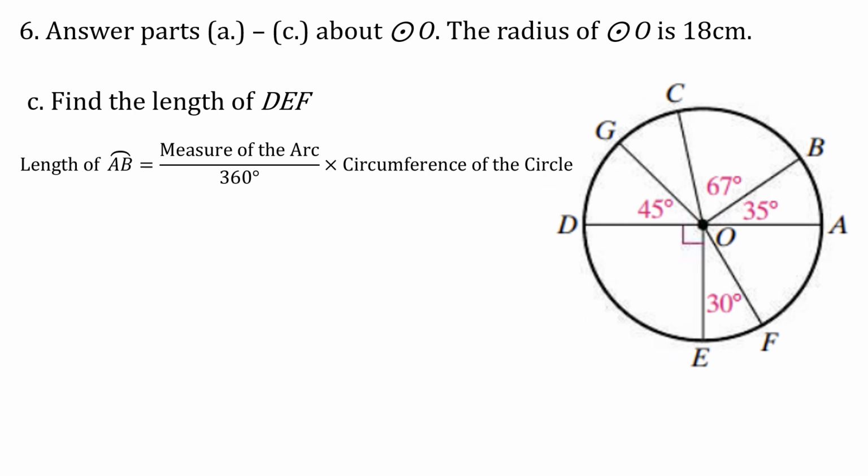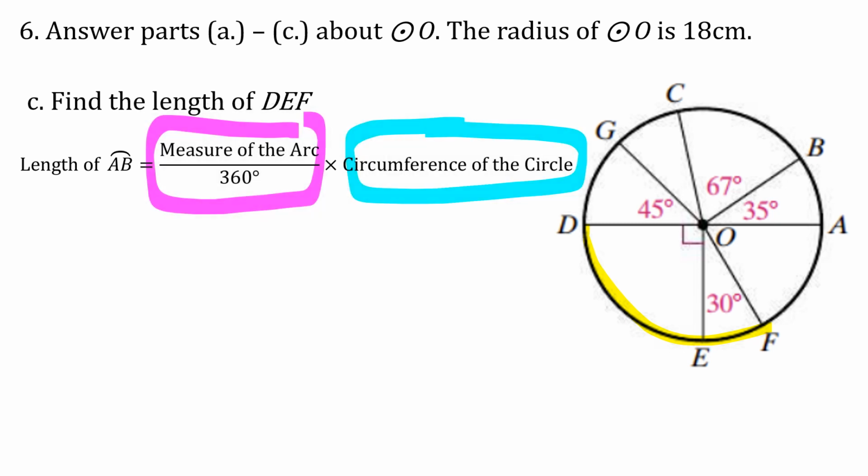All right, so easy peasy. Now here we have the arc length problem. Find the length of... when you see that word length, I want you to think arc length. We said that the formula for the arc length is the measure of the arc divided by 360 multiplied by the circumference of the circle, which is 2 pi r. So DEF, let's draw that, highlight that. There we go, DEF. That's 90 plus 30. 90 plus 30 is 120.